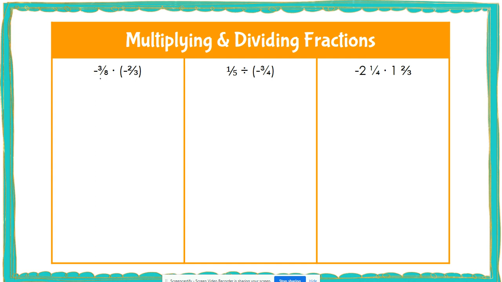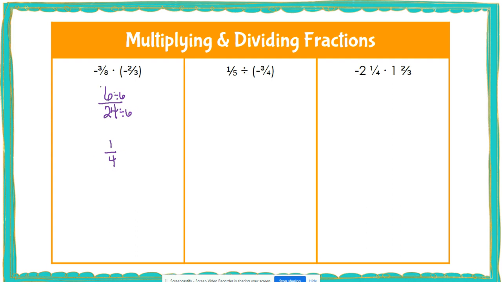So for my first problem, negative 3/8 times negative 2/3, I am just going to multiply like normal. And I know that when I multiply fractions, I multiply numerator times numerator and denominator times denominator. Well, 3 times 2 is 6, and 8 times 3 is 24. So my fraction is 6 over 24, but I need to see if that can be simplified. Well, I know that it can because both 6 and 24 are divisible by 6. So I'm going to divide both of these by 6. 6 divided by 6 is 1, and 24 divided by 6 is 4. Now I know that this cannot be simplified, so that's going to be my final simplified fraction.